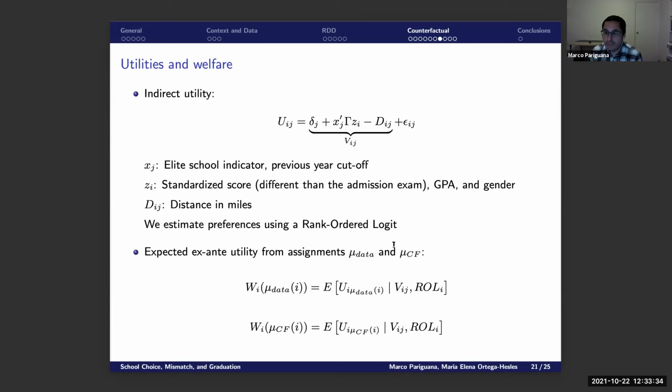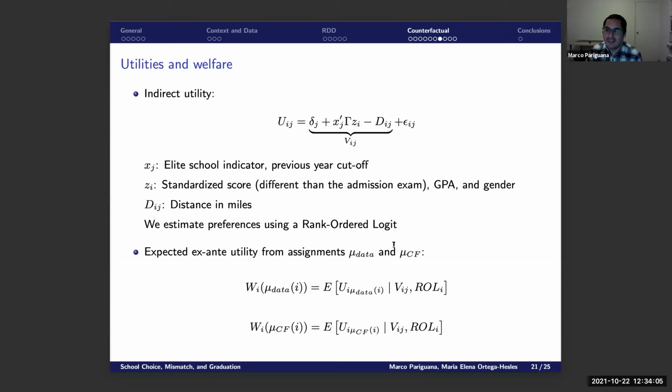Because we observe the rank order list, we can model the indirect utility of choosing a given school. So we're going to estimate a rank order logit model. The school characteristics are an elite school indicator and the previous year cutoff. The individual characteristics are the standardized score, different from the admission exam score because the students do not observe the admission exam score when they apply, GPA, and gender. And importantly, we're going to have distance.